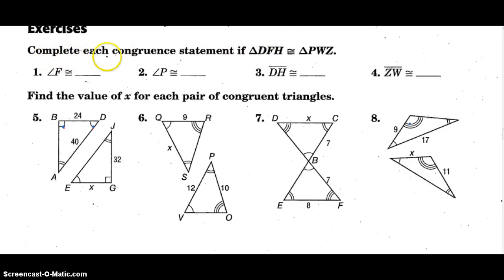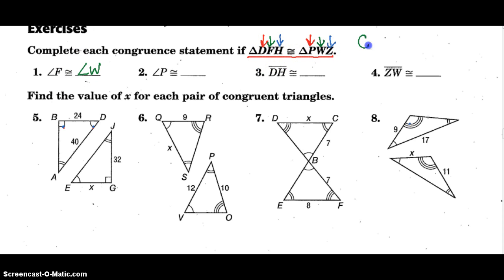All right, for this next problem, they did not provide a picture. They just said, complete the statement, and they told us about these 2 triangles being congruent. I already know that D should correspond with P, and F should correspond with W, and H corresponds with Z. So if you have colored pencils or highlighters, you might want to get those out. So angle F is congruent to angle W. And I know that based on the way that it's listed.